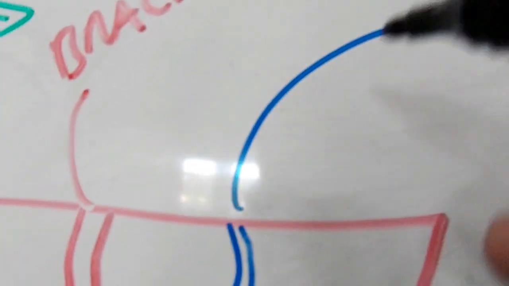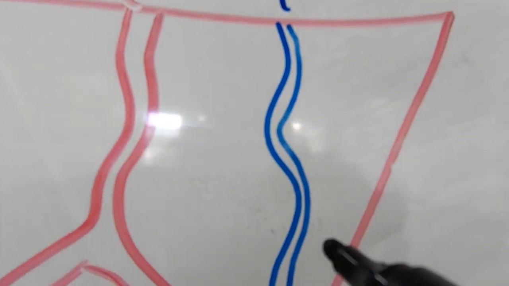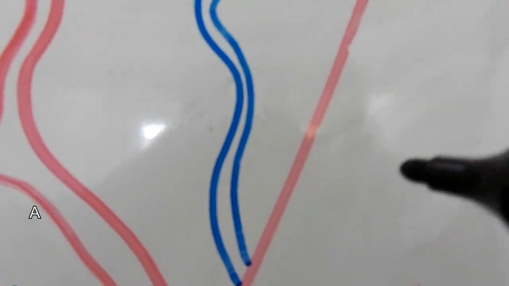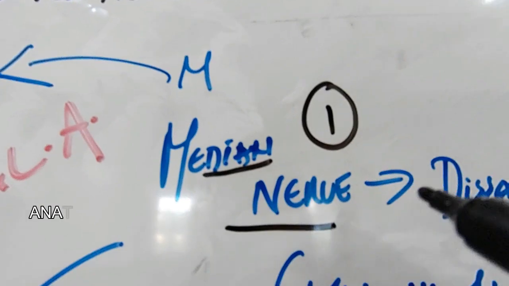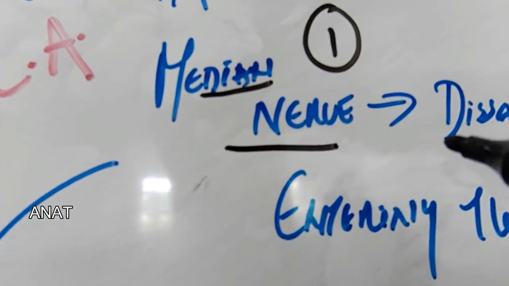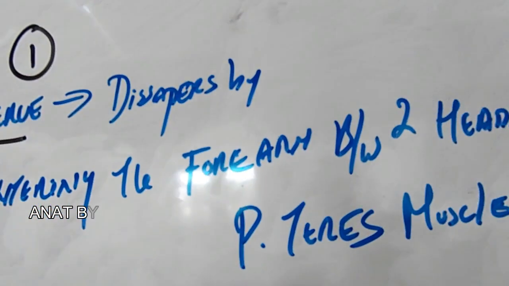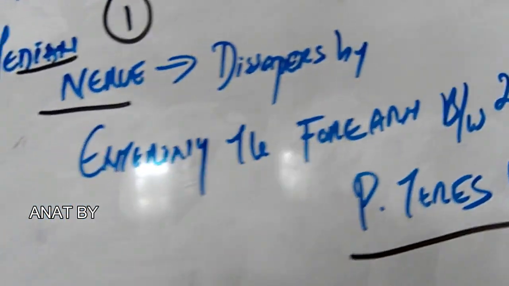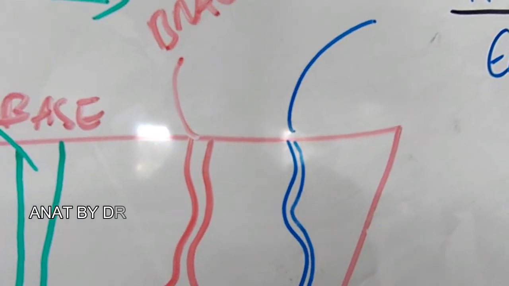The median nerve arises from this region and immediately disappears after entering the forearm between the two heads of the pronator teres muscle. The median nerve is the first one to be present in the medial aspect, a content of the cubital fossa. It disappears by entering the forearm between the two heads of the pronator teres muscle. This is a very important thing for you. The median nerve is medially located, the first one to be present here.